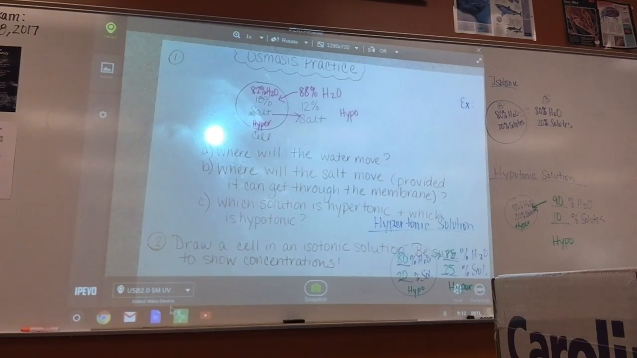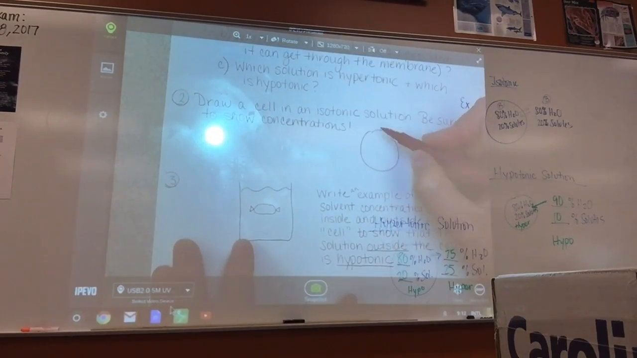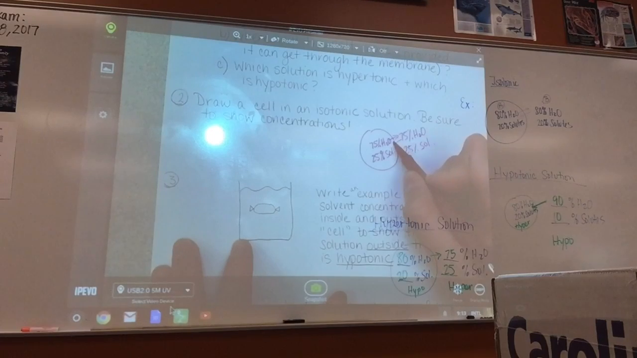All right, number 2 asks you to draw a cell in an isotonic solution, show the concentrations. So it doesn't matter what you put in terms of percentages as long as they're the same. So you could do like 75% water on the inside, 75% water on the outside, and then whatever solutes would be 25%. And therefore, we have no net water or solute movement, but if the water can get through the membrane, they're diffusing, remember, at equal rates.